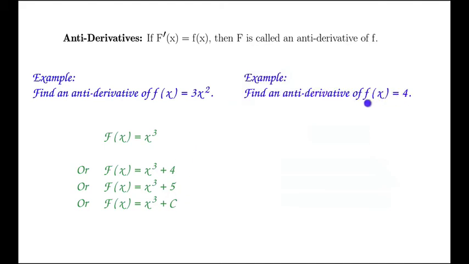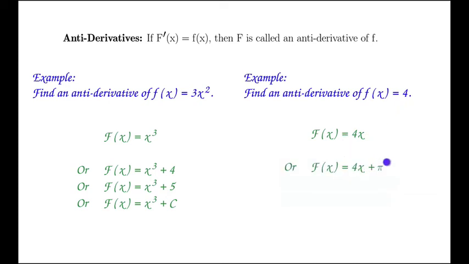This one, we're given the function f of x equals 4. We want to think of a function whose derivative is 4. So think about the various functions you know, and think about their derivative. Go through a list perhaps, and you pretty soon realize that the function that we need is 4x. The derivative of 4x is 4. So that would be one antiderivative.